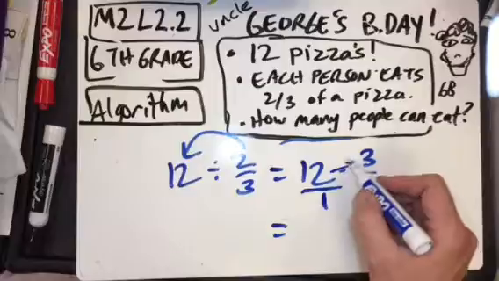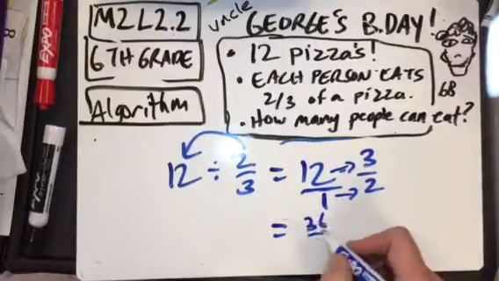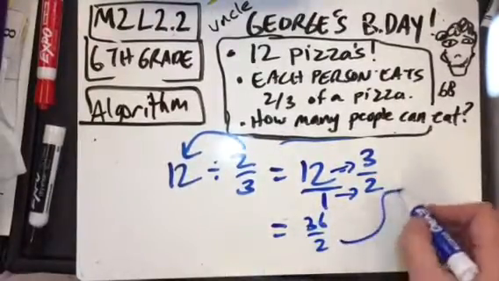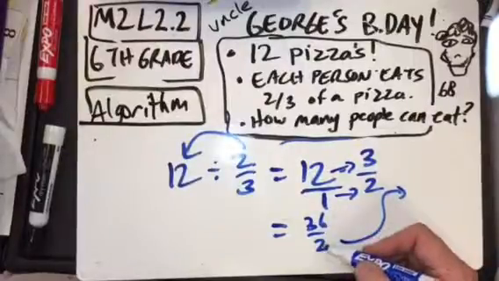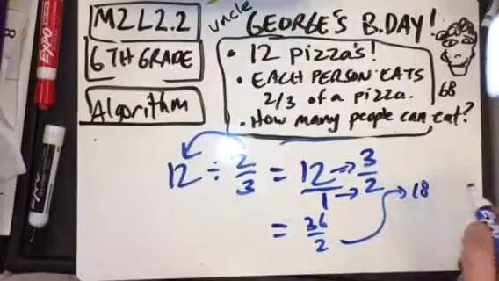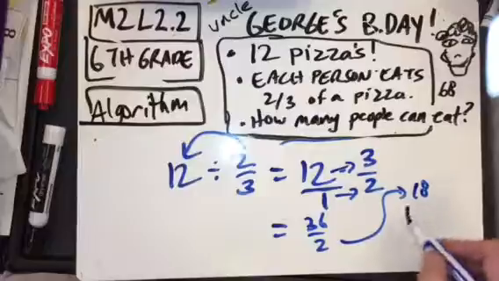And then we can multiply across to get 36/2, which is the same as 36 divided by 2, which is 18, which is what we got when we used the model. So 18 people.